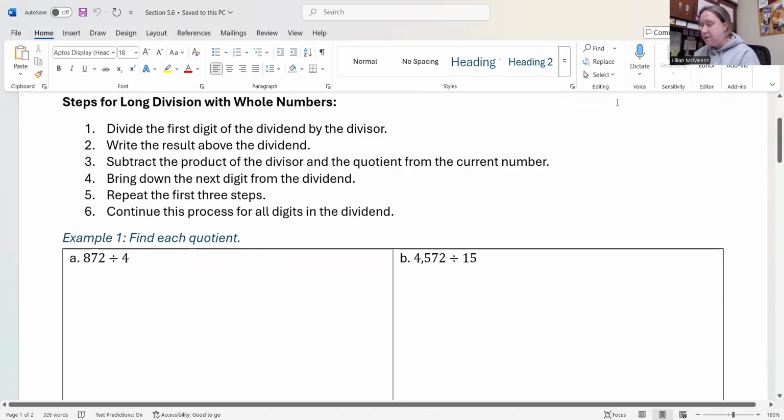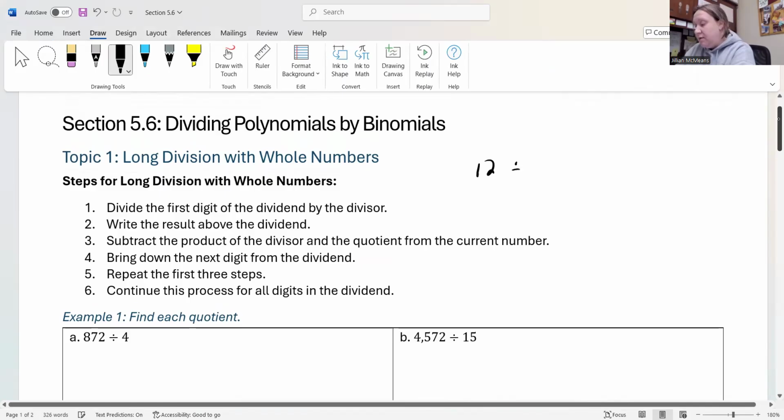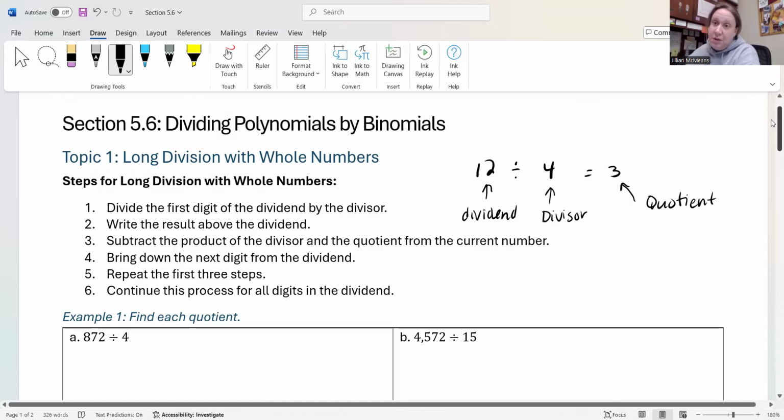So actually, that brings me to this topic. When you have division, there are basically three parts to a division problem. You have a dividend, a divisor, and a quotient. Let's say we have 12 divided by 4 equals 3. 12 is the dividend, the number being divided. 4 is the divisor, the number doing the dividing. And the result is the quotient. So make sure you understand the difference between dividend and divisor. It's easy to confuse them because they sound similar, but the dividend is what's being divided, and the divisor is what's doing the dividing.